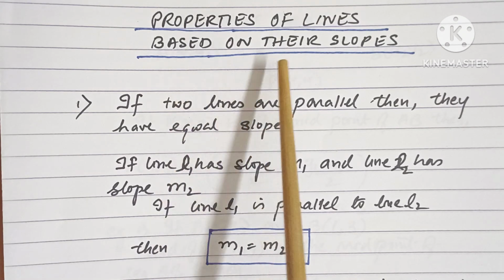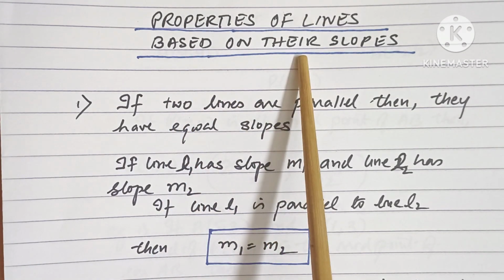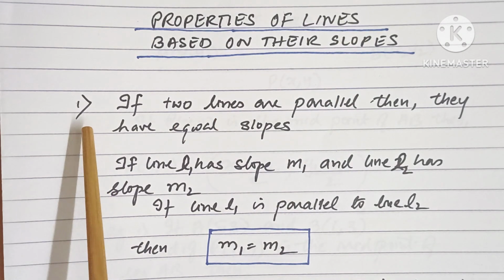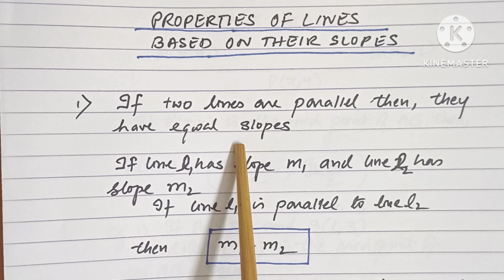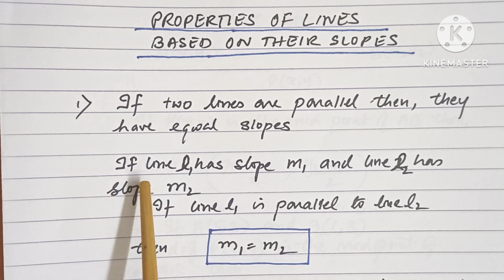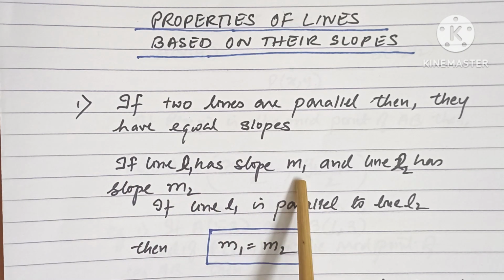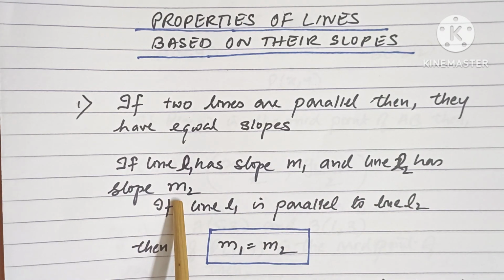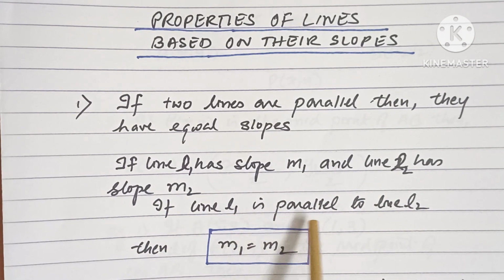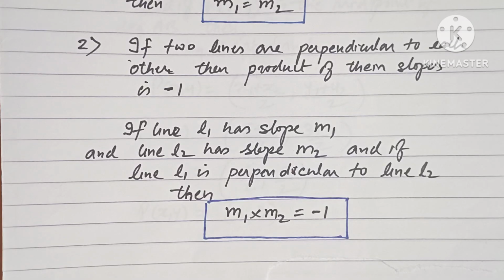Now let us study properties of lines based on their slopes. The first property, if two lines are parallel, then they have equal slope. That is, if line L1 has slope m1 and if line L2 has slope m2 and if line L1 is parallel to line L2, then m1 is equal to m2. That is, the slope of the first line will be equal to the slope of the other line.